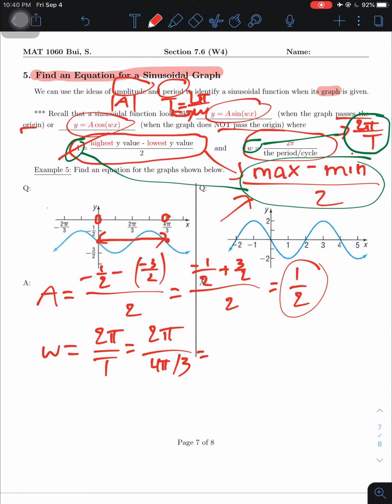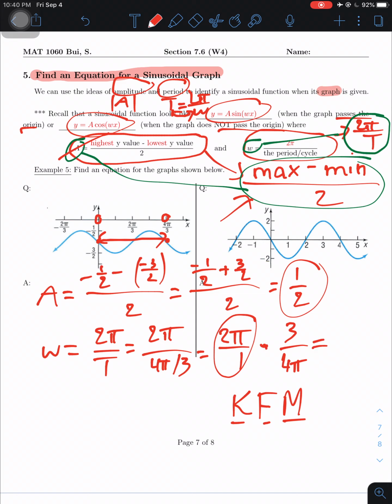Okay, and if you guys remember, 2 pi is 2 pi over 1. And then since we're dividing two fractions in here, you have to follow the rule of keep, flip, multiply. Keep, flip, multiply. What do I mean by that? The first fraction, I'm gonna keep it. Then I'm gonna flip the second fraction to get 3 divided by 4 pi, and then I multiply them.